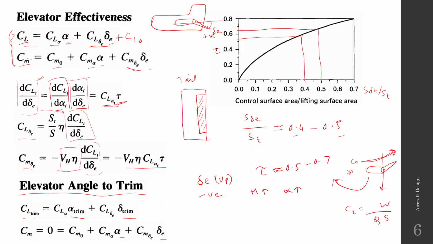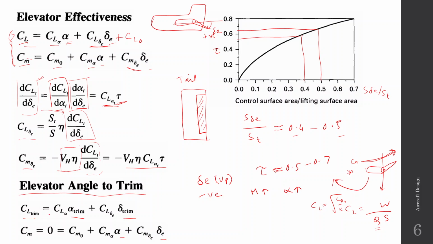So W by QS. If we know the flight velocity, then we know Q, and we know the wing area and the weight, so we can find CL like this. Or if we want to fly at minimum CL, then we can find CL as CD naught by K. So using these methods, we can find the CL.